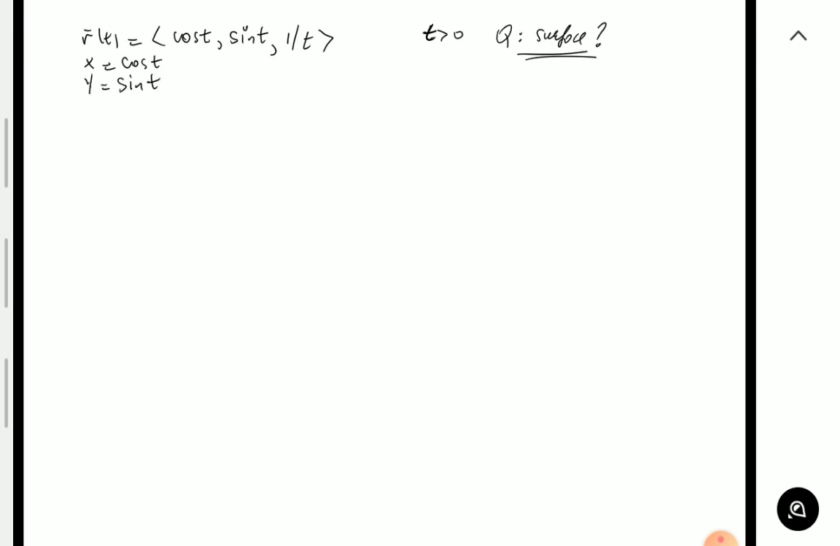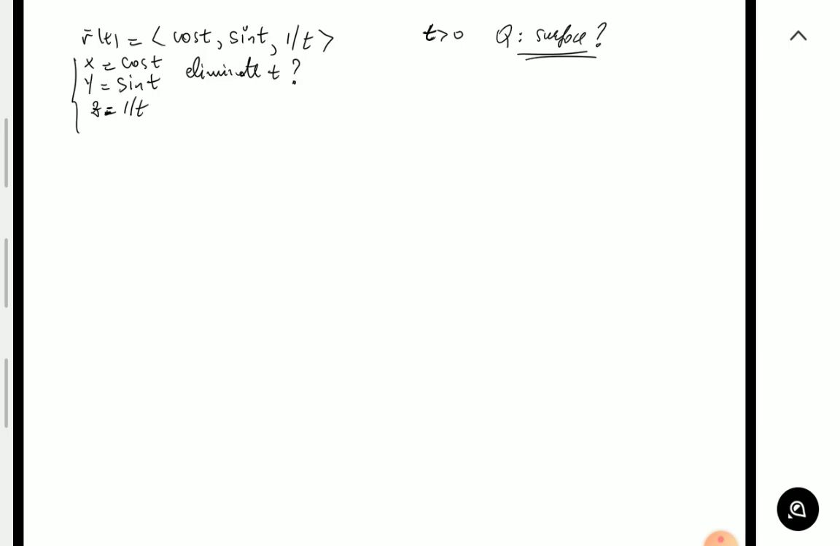So that means the first component, which is the x component, is cosine of t, y equals sine of t, z equals 1 over t, right? And remember, a surface as a three-dimensional object will have an equation in terms of x, y, and z. So therefore, if I can eliminate t by any algebraic means possible, then I shall obtain the equation, if such an equation is possible to obtain, in terms of x, y, and z.